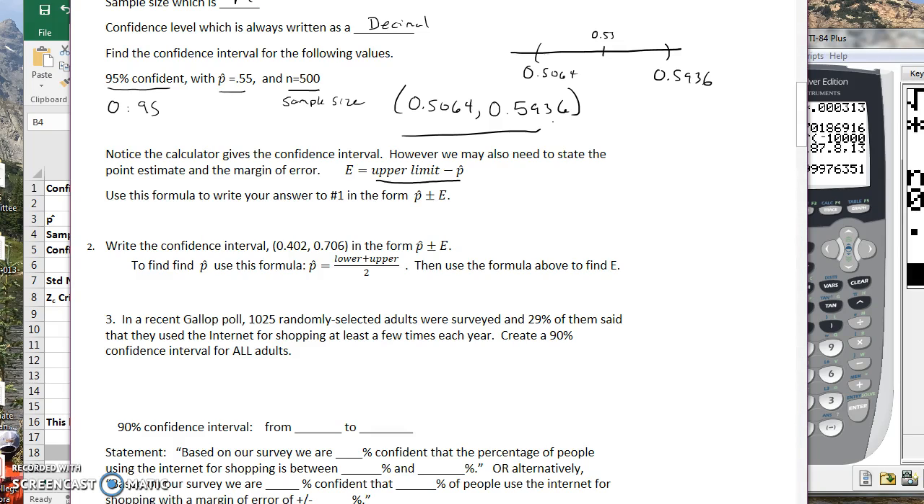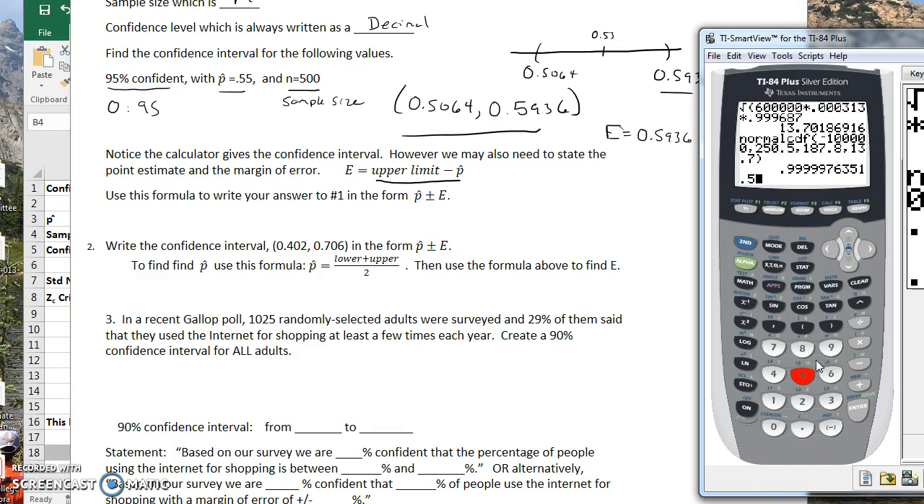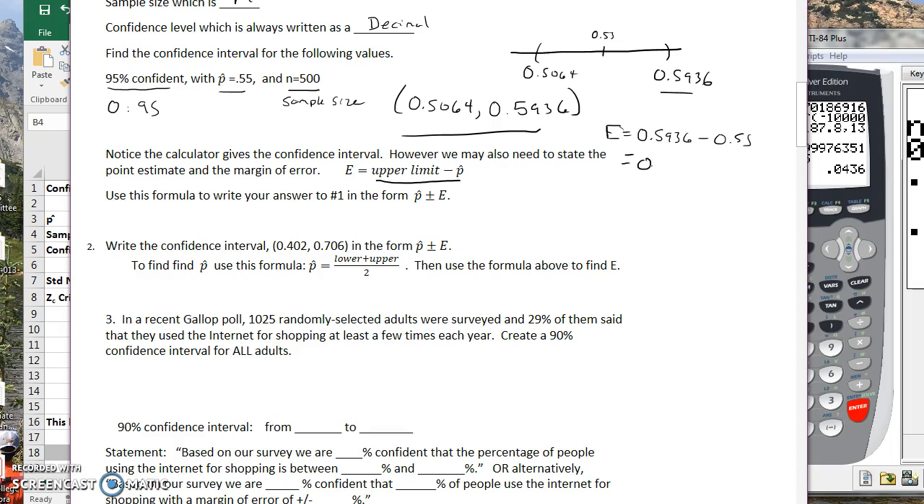To get our margin of error, remember we just subtract the values from the largest value. So to find our margin of error, we would subtract 0.5936 minus 0.55, and we get 0.0436. So to write this in the plus minus notation, it would be 0.55 plus or minus 0.0436.